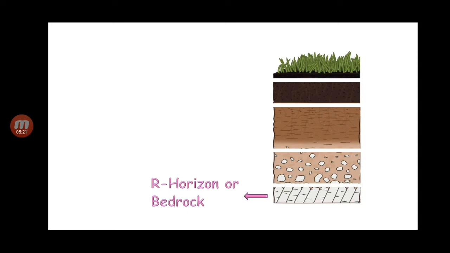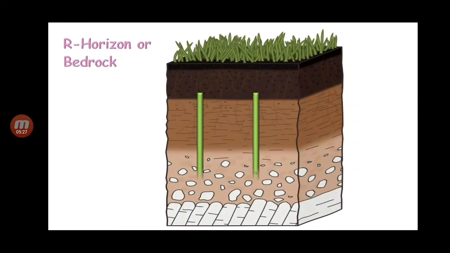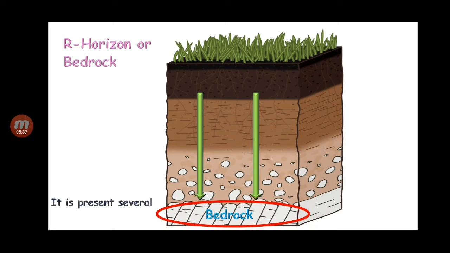R horizon or bedrock. The bottommost layer of the soil is known as bedrock. It consists of unweathered parent rock. It is present several feet below the ground. Okay, that is all about soil layer.